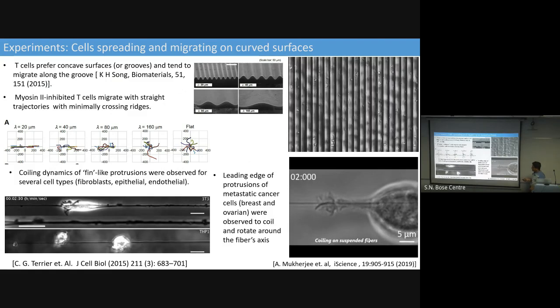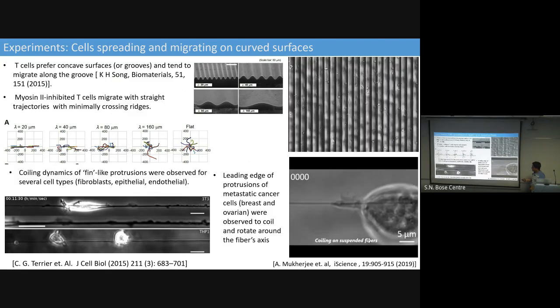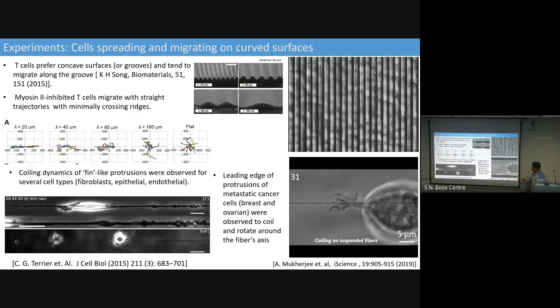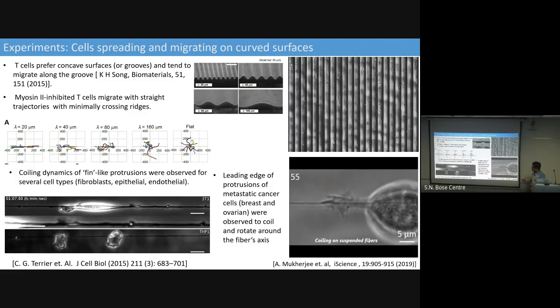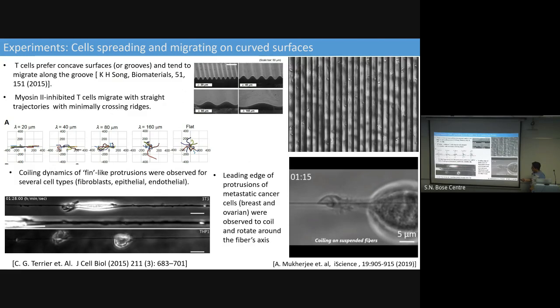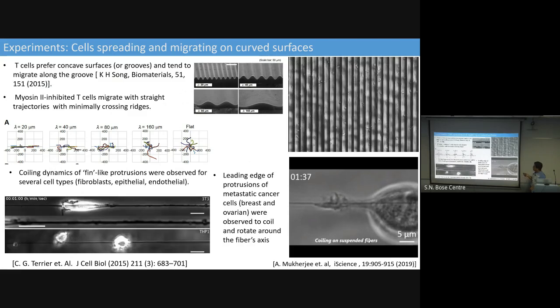Here, these people observe that the leading edge protrusions of the cell coil on the fiber, this fiber here also. Now, here also, qualitatively, if we observe, they are not going axially, they are not extending axially, but they prefer to coil. So, in this experiment, we can ask some simple questions.